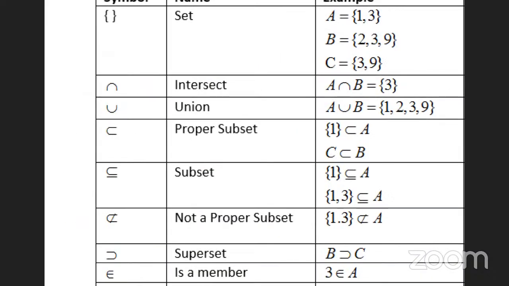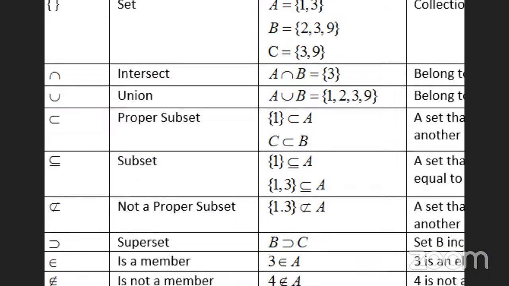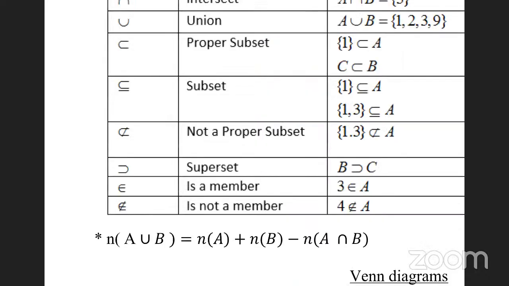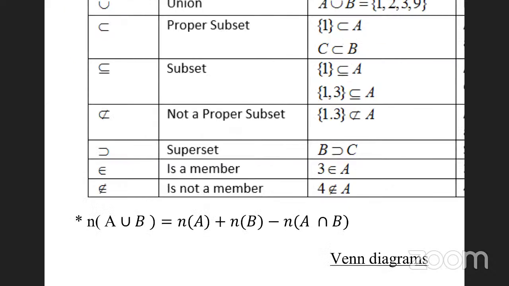Proper subset, right? Proper subset, you're looking for which elements totally belong to the next set, right? So if you look closely, C is a proper subset of P. You're seeing that? All the elements in C, which is 3 and 9, are inside P. All the elements here inside here. Right? That's subset. Right? You have superset, don't worry with that. Element. This is the symbol for element. Not an element, you draw a line through it.